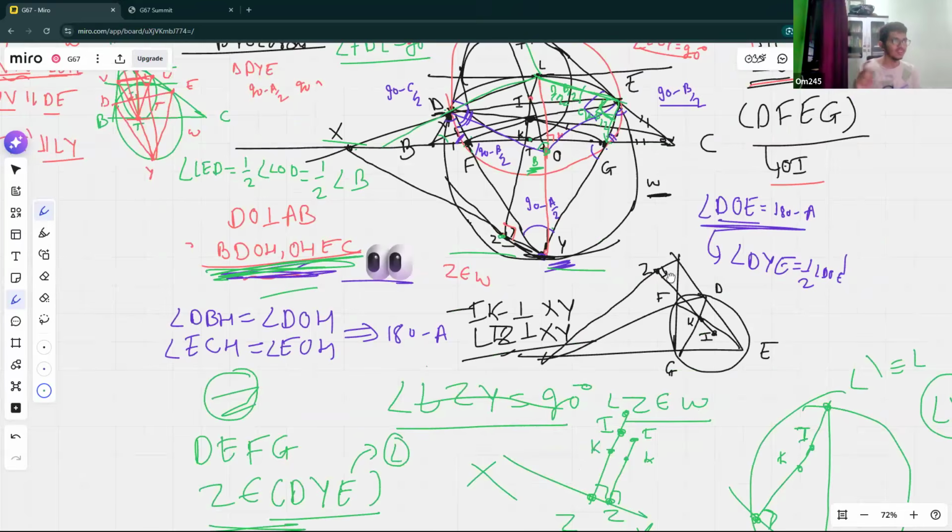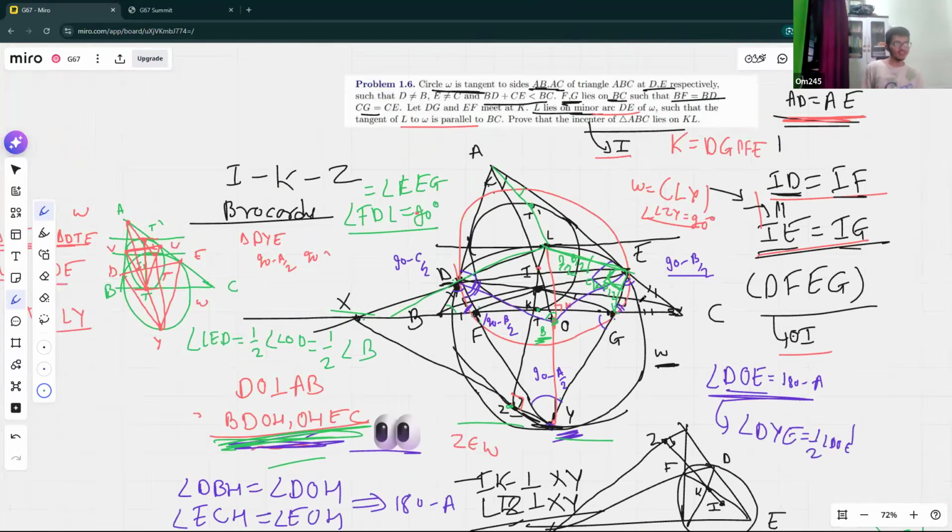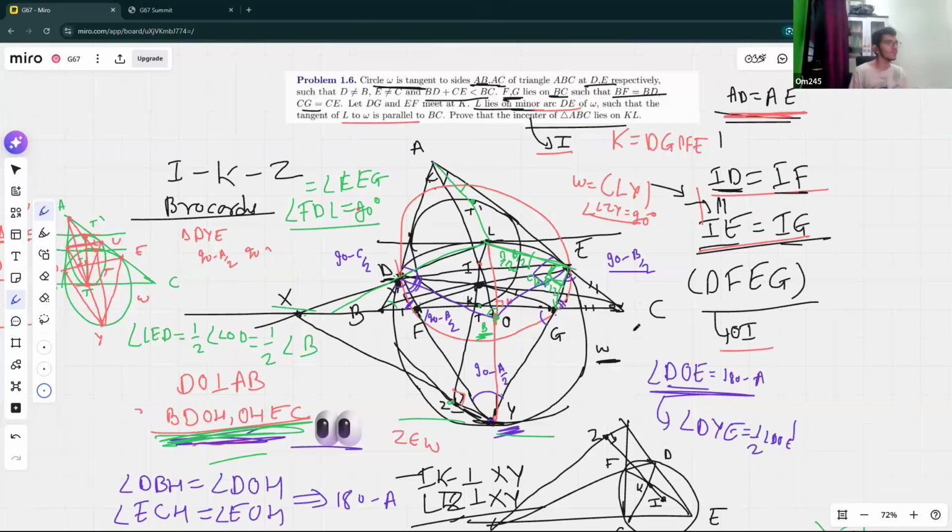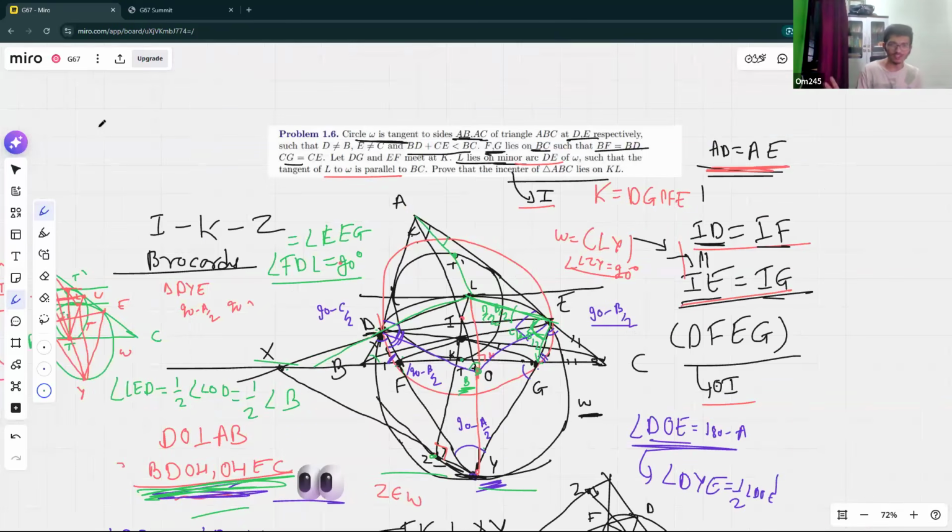Yes, and yeah, that's a nice catch. Okay, yeah, this was the problem, and it's quite a beautiful problem. Does anyone want to guess the source?